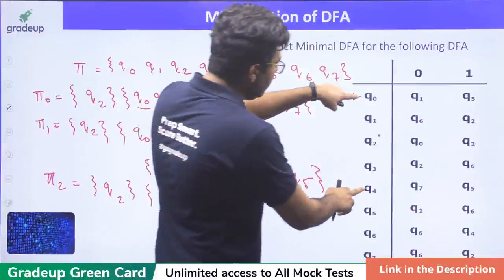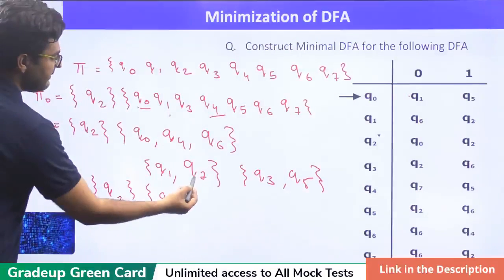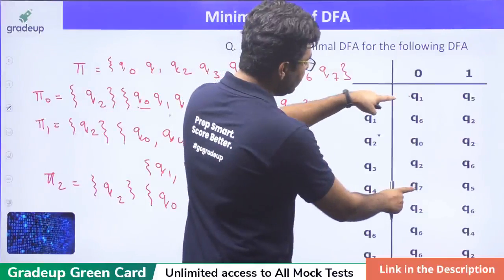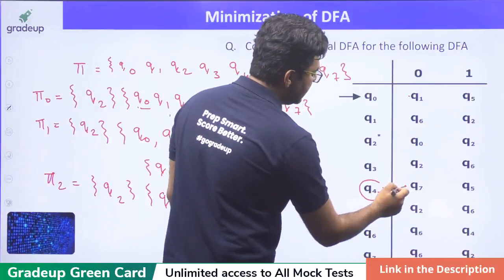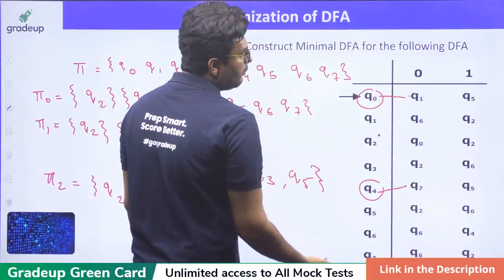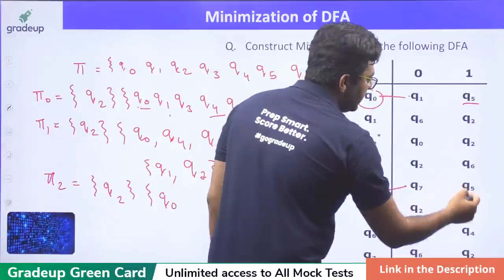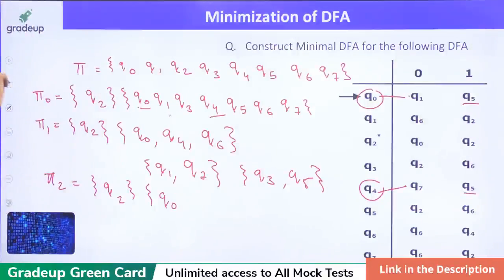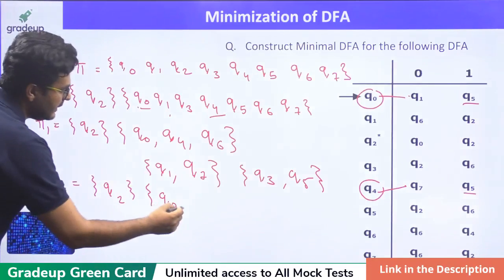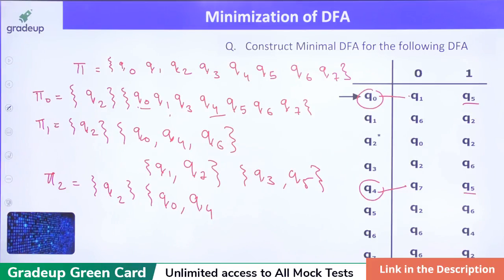Q0 and Q4, after observing 0, will move to Q1 and 7, and 1 and 7 are in the same set. On the other hand, on 1 we are going to 5 and 5. So this is nothing but the same thing. With Q0 we can keep Q4.